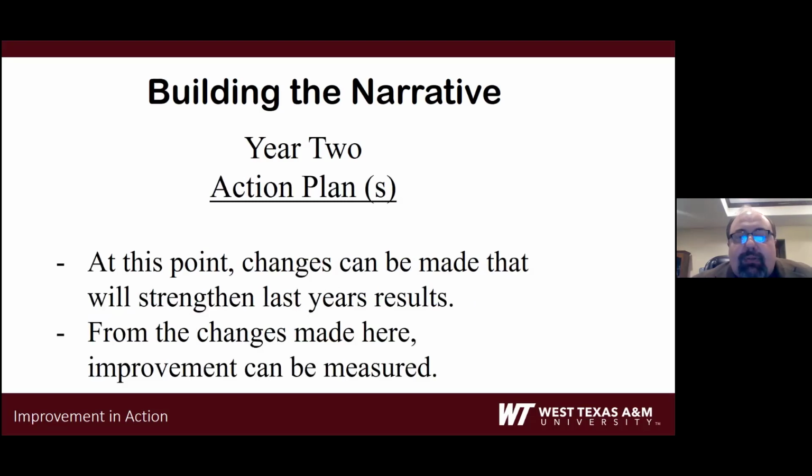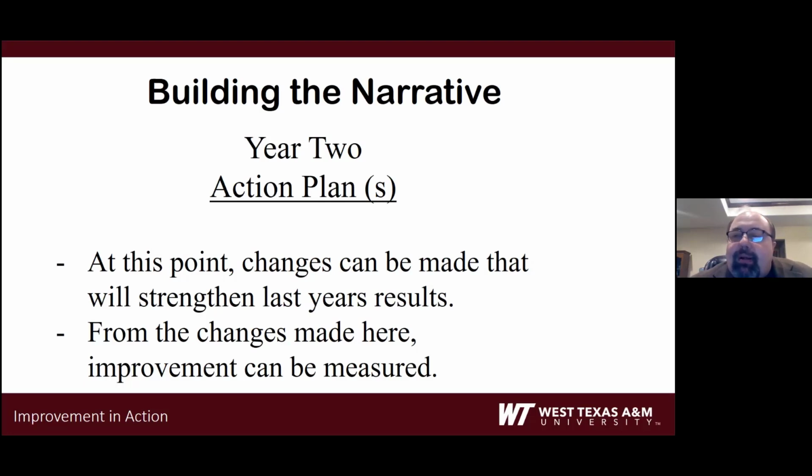And as far as that next year's action plan, at this point, you've made changes to strengthen the previous year's results. And from these changes in the next action plan or in that next narrative, you're going to say, okay, what was the improvement? Did it improve from the year before? That's the measure. That's the improvement we're looking at.